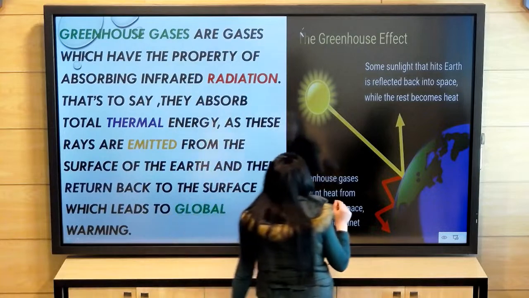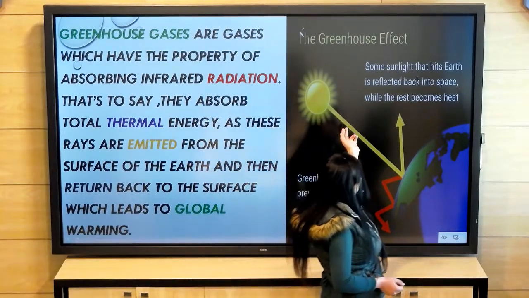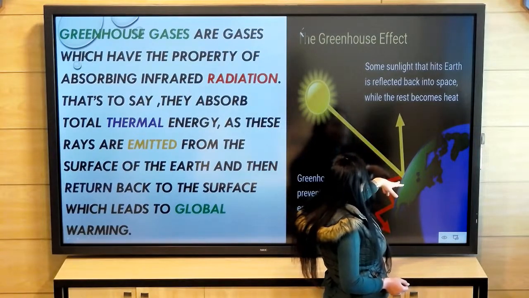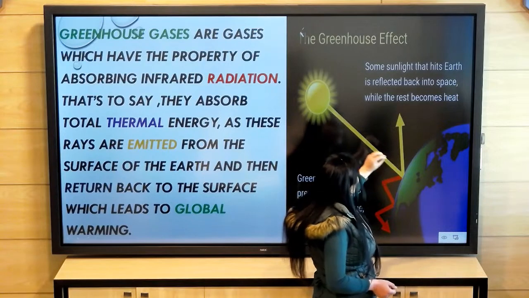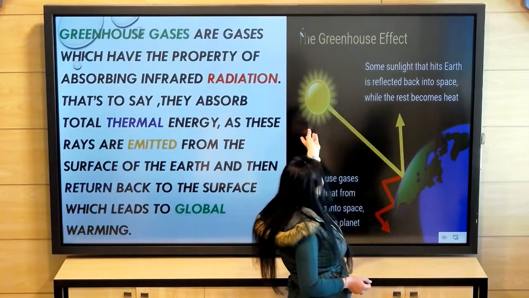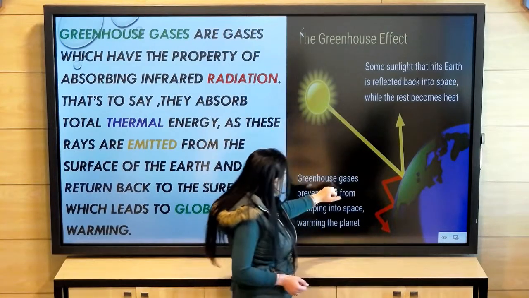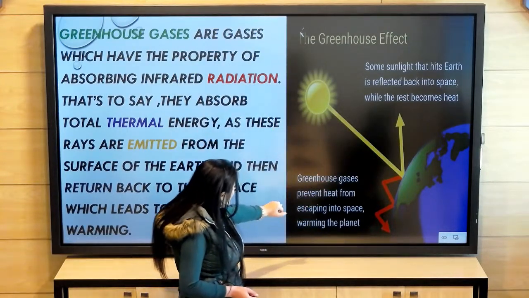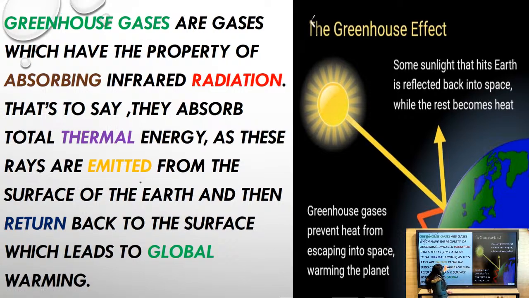So here we have a photo of the greenhouse effect. Some sunlight that heats Earth. So the sun heats the Earth and some of this light is reflected back into space while the rest becomes heat. Greenhouse gases prevent heat from escaping into space, and this is warming the planet. So here we will have global warming.